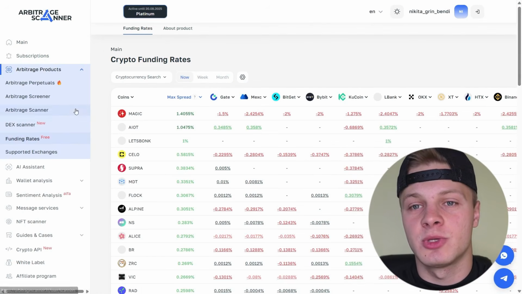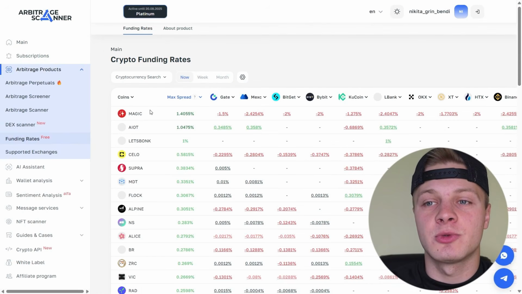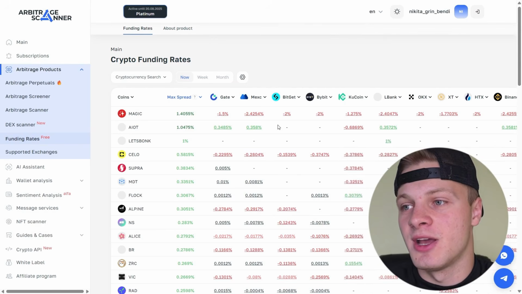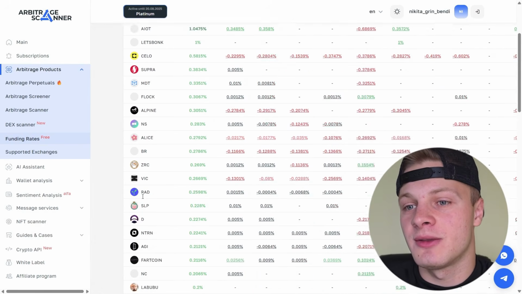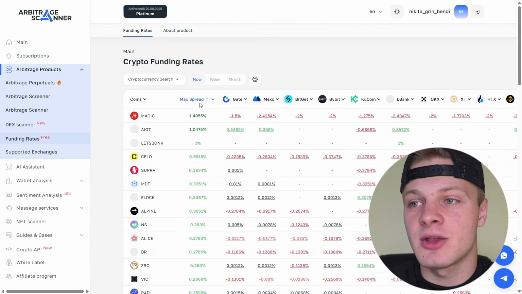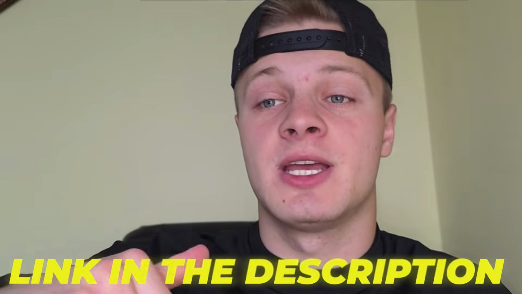But now let's figure out where to look for these funding rates and how to make money from them. On Arbitrage Scanner, you can find funding rates absolutely free of charge. You don't have to pay anything, just go to Arbitrage Scanner and open the Funding Light tab. Here, funding rates from different exchanges are displayed. There are a lot of exchanges here as well as many tokens. It shows the spread between funding rates and also the current funding rate on each exchange. This is a very convenient tool that you can use absolutely free of charge.